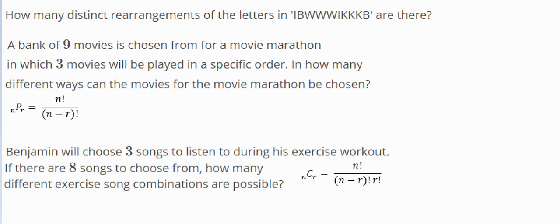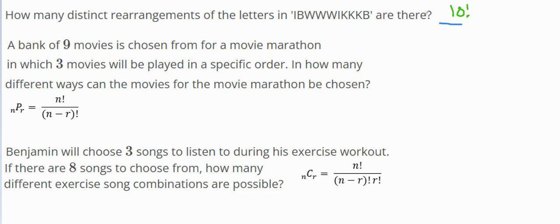The top question: how many distinct rearrangements of the letters in that little set are there? So first we want to count how many there are. There appear to be 1, 2, 3, 4, 5, 6, 7, 8, 9, 10 letters there. Some of them are obviously repeating. So we're going to have 10 factorial, which we also see as an exclamation point.